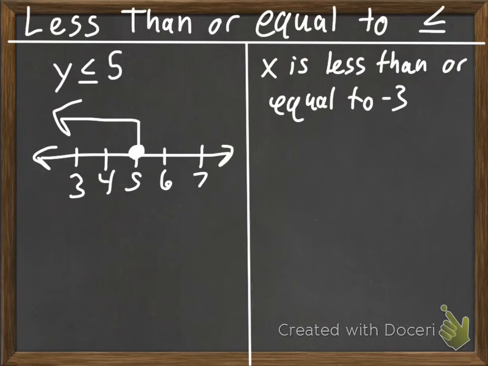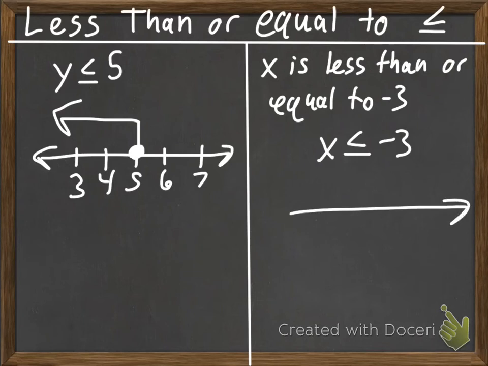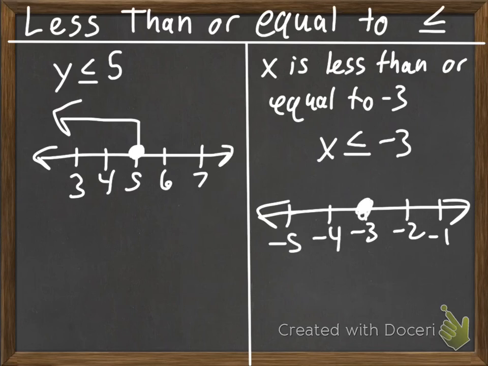And then x is less than or equal to -3. So x less than or equal to -3. Number line. Closed dot at our -3, less than -3, that way on our number line.